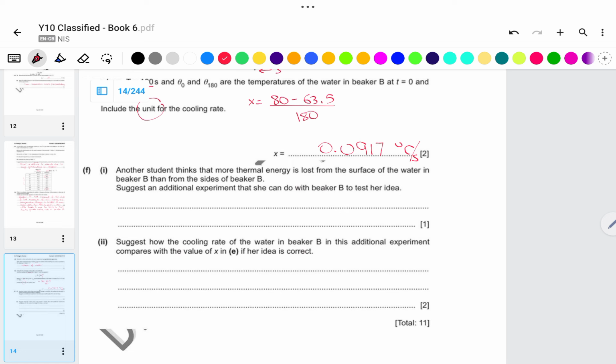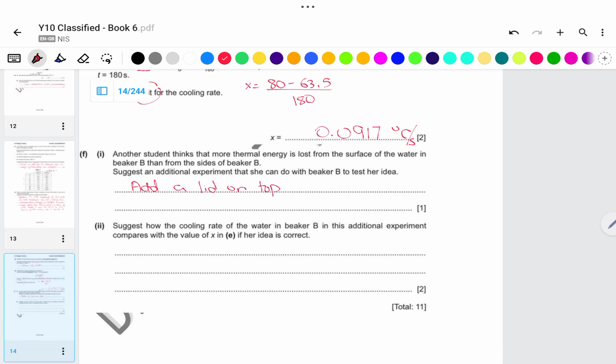Another student thinks that more thermal energy is lost from the surface of the water in beaker B than from the sides of beaker B. Suggest an additional experiment that she can do with beaker B to test her idea. Well, this is very easy. I can just put a lid on. So add a lid on top. Or if someone wants to test the sides, they can add some insulation on the sides.